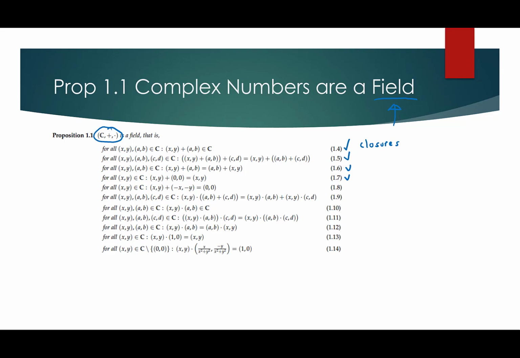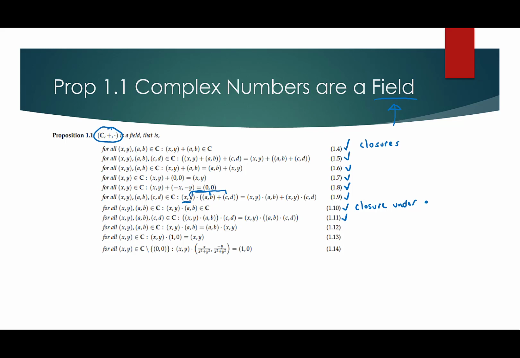1.7 here is if you add the 0 vector, you just get itself. So if I take 1 and add 0 to it, I still get 1 back. 1.9 here is the distributive property. If I'm multiplying xy into a sum, then we distribute over that sum. 1.10 is closure under multiplication, meaning if I multiply two complex numbers, I still get a complex number.